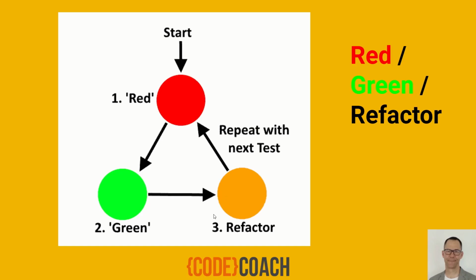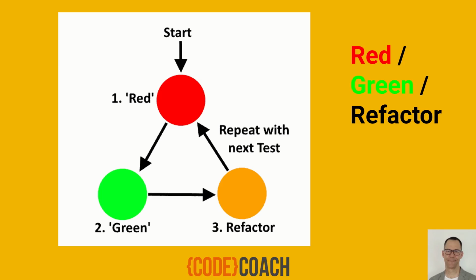Right, so refactor is not an issue. What happens next? We repeat with the next step. The arrow points towards red. So we've gone through one iteration of the TDD workflow. Now we're back with red. We need to write our next unit test.